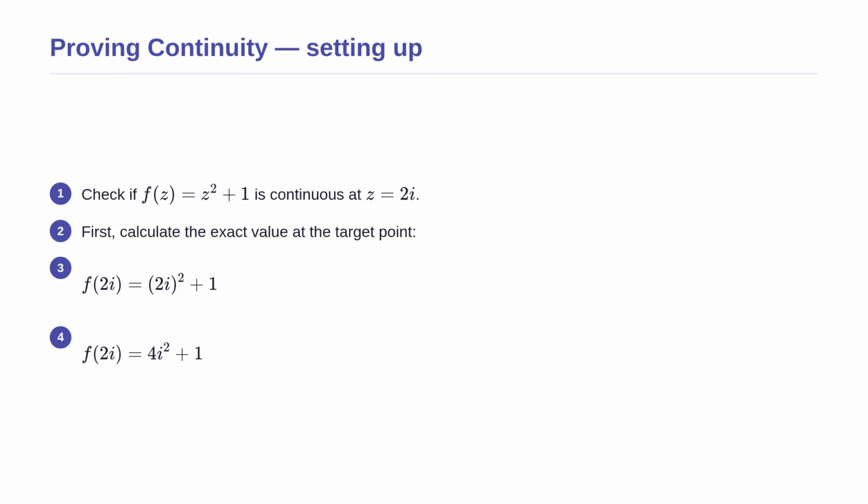Before we move on, let us see this with a concrete example. We want to determine if the function f of z equals z squared plus 1 is continuous at the specific point z equals 2i. We need to check if the limit matches the actual value. First, we calculate the exact value by plugging our target point directly into the function. We substitute 2i in place of z. Squaring the 2 gives us 4, and squaring the imaginary unit i gives us i squared. This finds the exact elevation of our destination point.